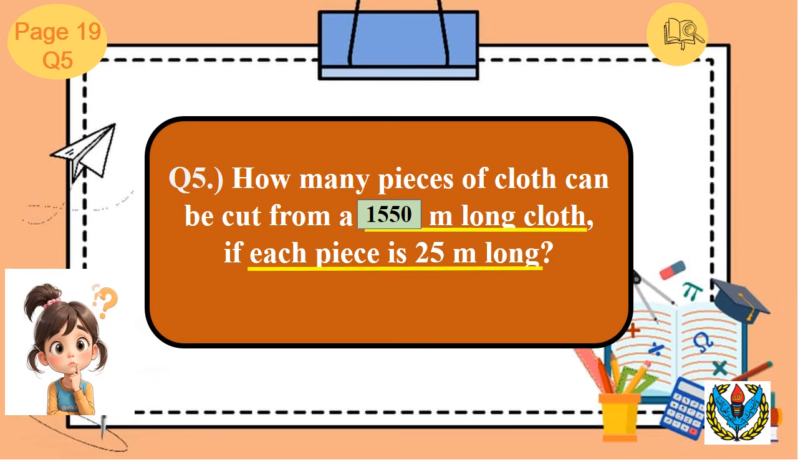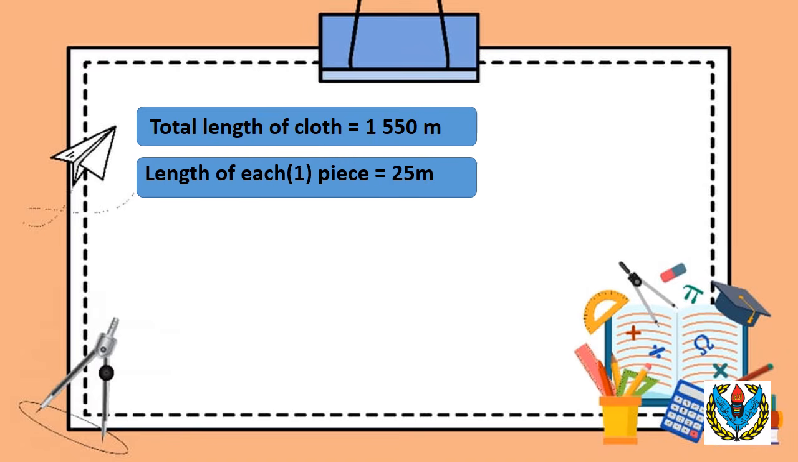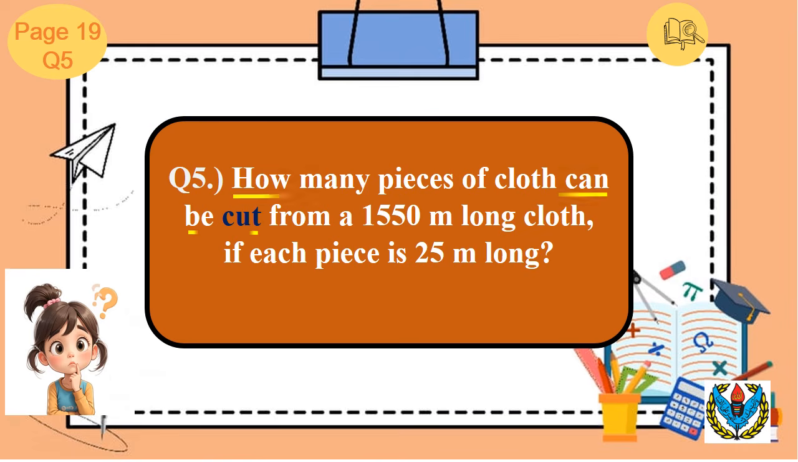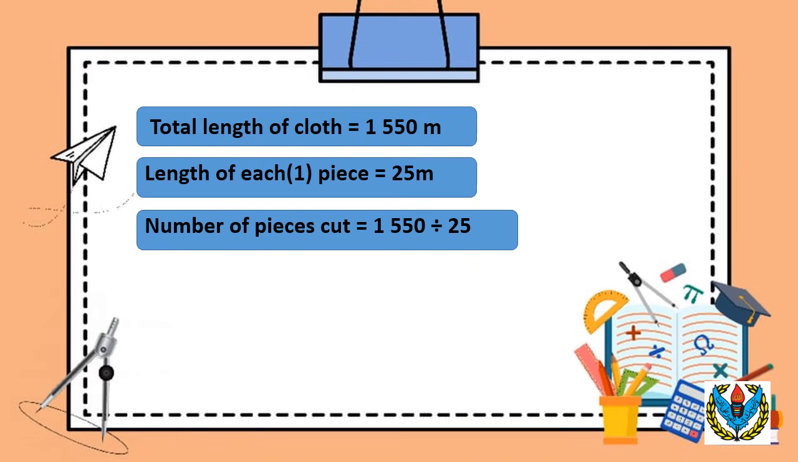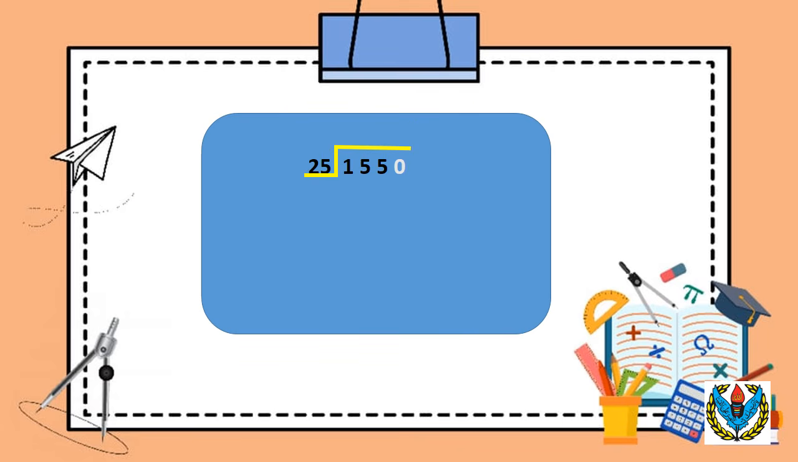In the second line, there is another information for you, that is each piece is 25 meters long. So the second statement is length of each piece is equals to 25 meters. Now what you are finding? How many pieces of cloth can be cut? And this is your third statement. Number of pieces cut is equals to total length of cloth divided by length of each piece. It means 1550 is divided by 25.